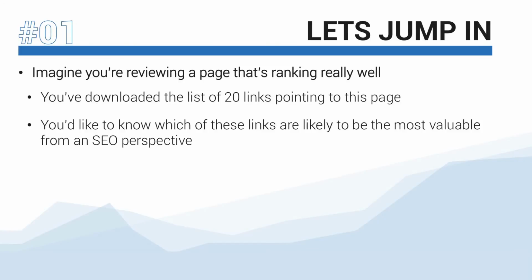Imagine you're reviewing a page that's ranking really well for a competitive keyword in your industry. You've just downloaded a list of the 20 links that point to this page and are thinking, which of these 20 links is likely to be giving this page its ranking power? Which are the most valuable? Perhaps you'd like to know this to guide your own link acquisition efforts, or maybe this is a page on your site that's suddenly attracting lots of visitors through organic search, and you would like to understand why so you can replicate that.